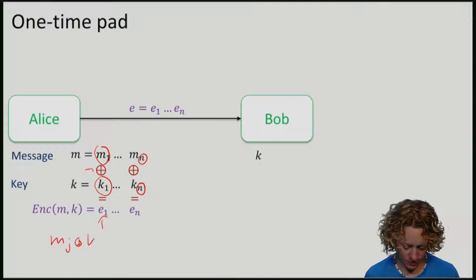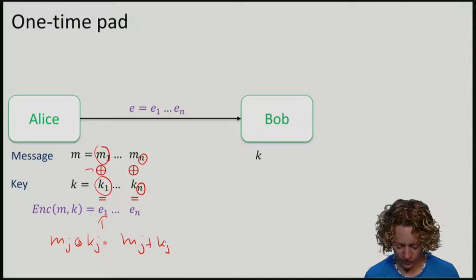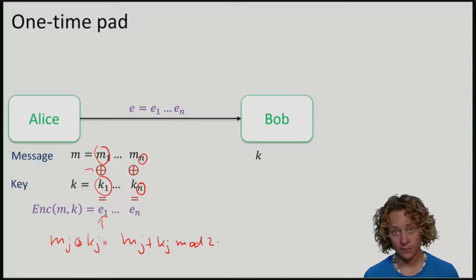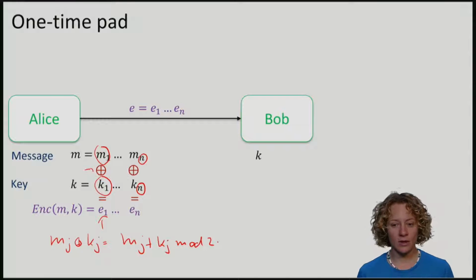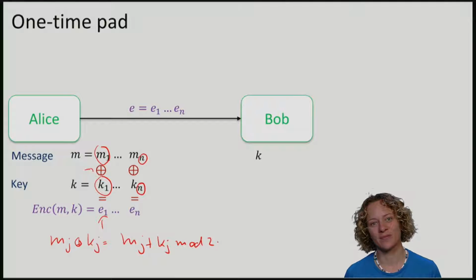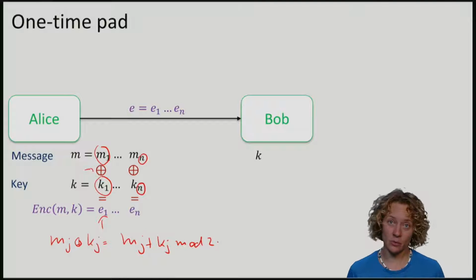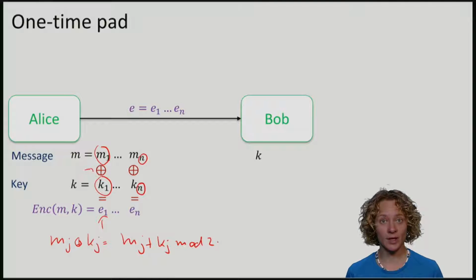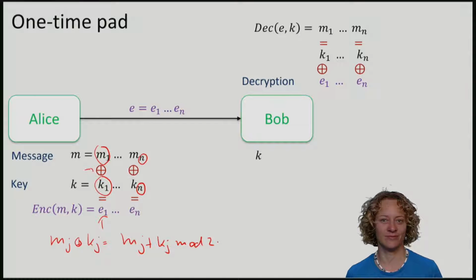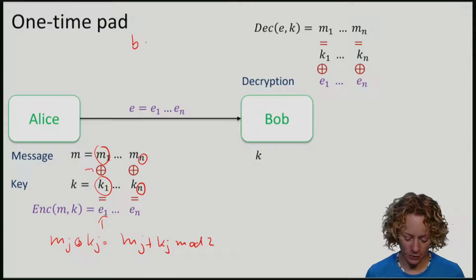So to be precise, the XOR is the same as the sum mod 2 of the 2 bits. So Alice sends the encrypted data to Bob. How does Bob decrypt? What is his decryption function? DEC. Bob, who does have the key, the same key as Alice, takes every bit of the encrypted message and XORs it with the corresponding bit of the key. Observe that if I XOR any bit with itself, I get 0.